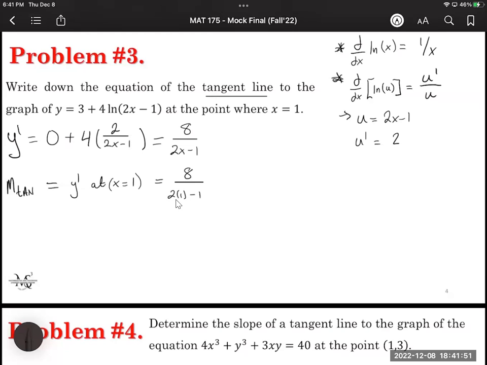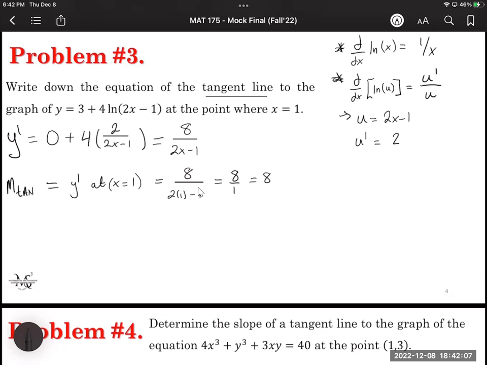That's going to be 1. Yeah, 2 times 1 is 1. 2 minus 1 is 1. So 8 over 1 is just 8. There you go, Carlos. That's the slope of your tangent line. All right, now that you've got your slope, you can go ahead and find y.